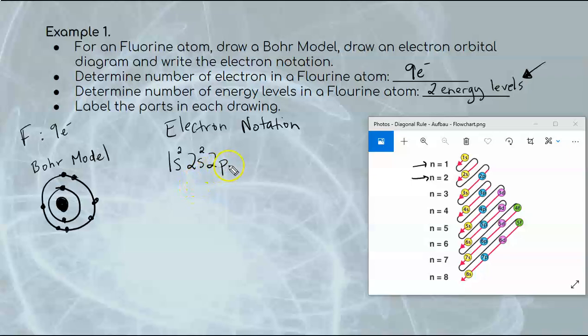Now 2p is a little tricky. Remember, 2p has 3 orbitals, so a p sublevel can fill all the way up to 6 electrons. However, fluorine only has 9 in total. So I used up 2 right here, and another 2 here. That's 4, so that means I have 5 left. So it's 2p5. Now, what does this look like for the electron orbital diagram?